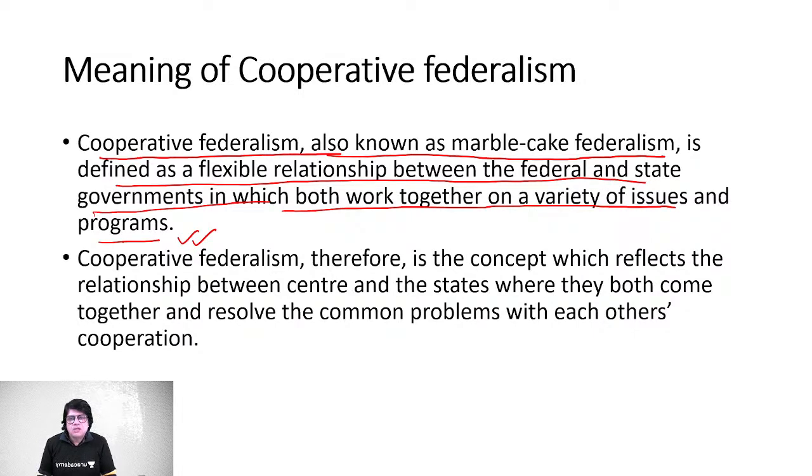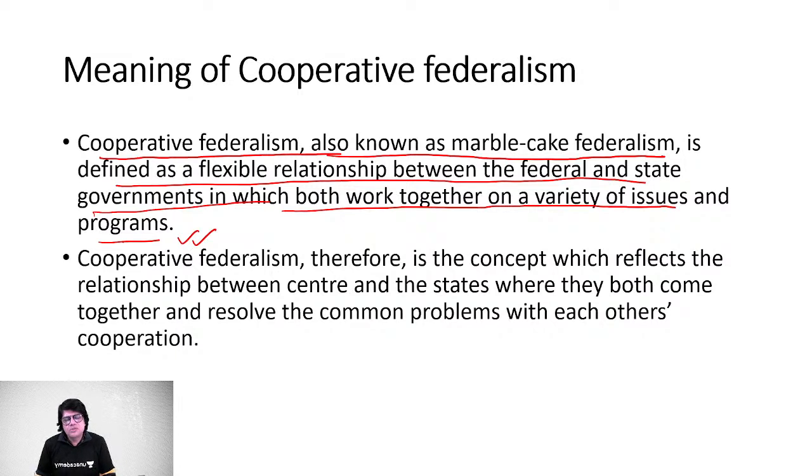We have the division of powers in the Seventh Schedule of the Constitution: the legislative division, the administrative division, and the financial division. Therefore, India is definitely a federal polity, but it has a unitary bias because under circumstances of emergency, for example, our complete system begins to behave like a unitary system. But under normal circumstances, in general, we are a federal polity.